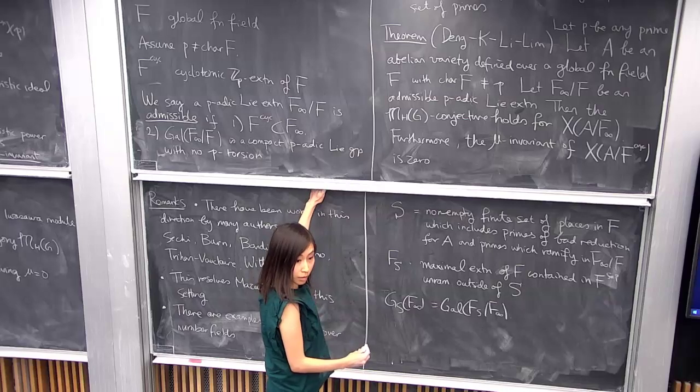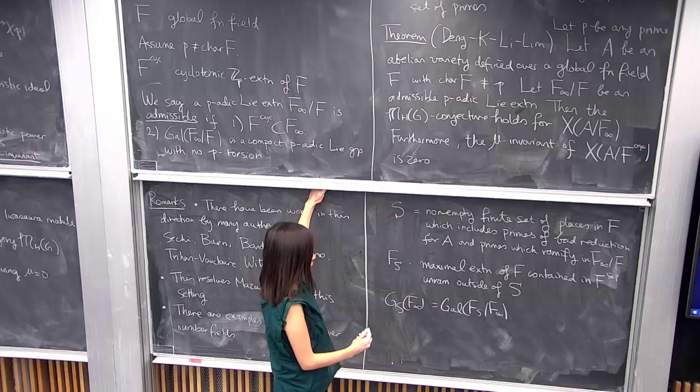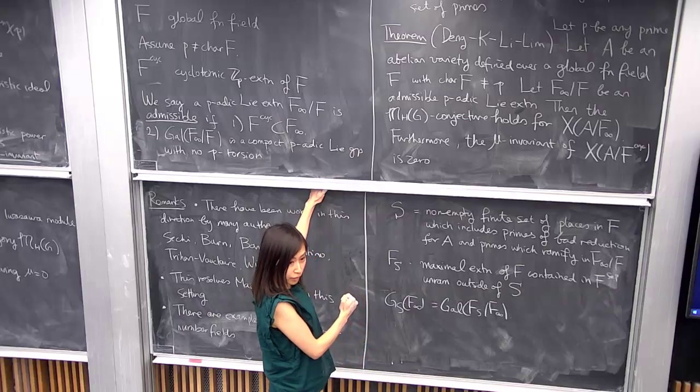You want F_S to be the maximal pro-p extension, or you're just going for the whole thing? I'm going for the whole.